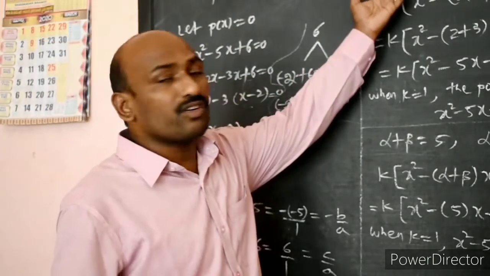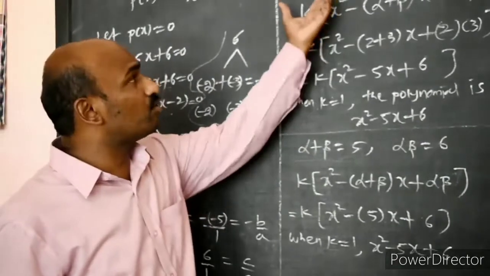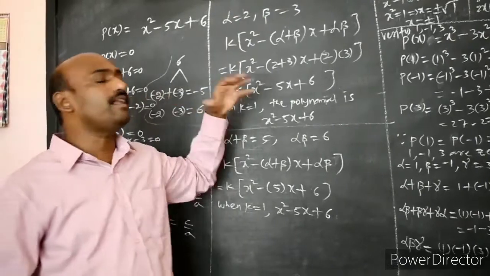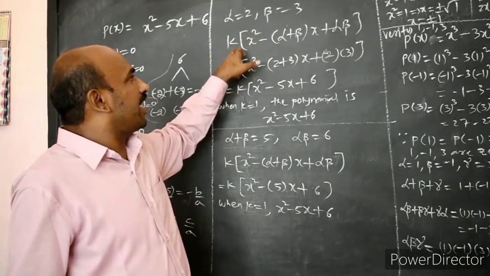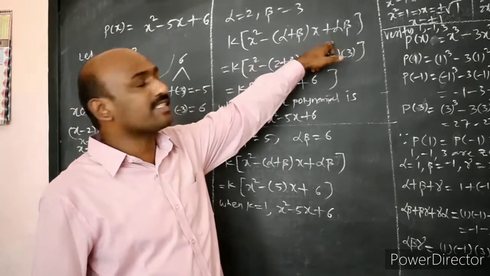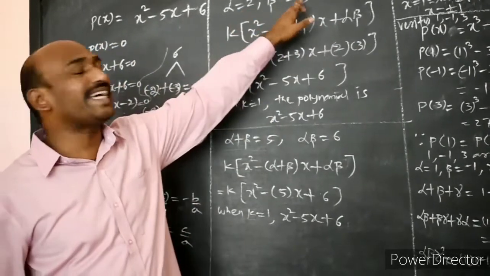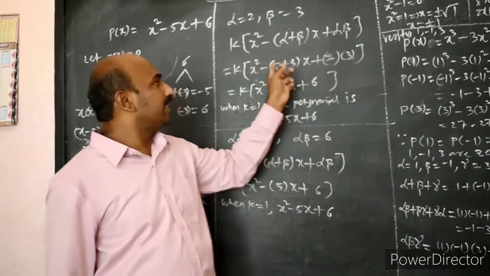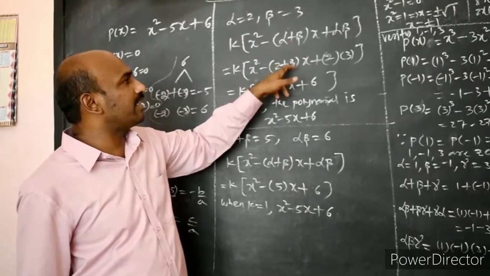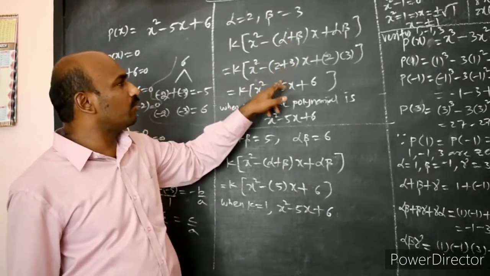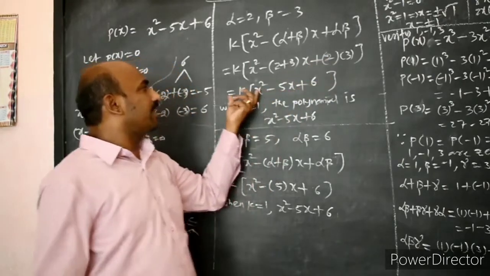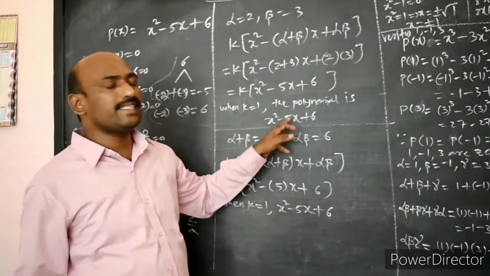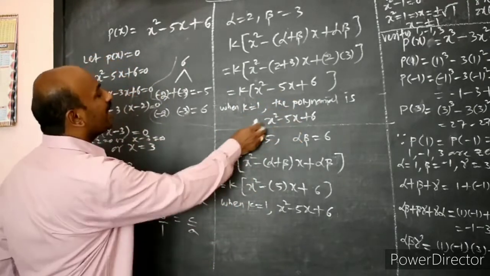Already we found the zeros: alpha is 2 and beta is 3. Then by using these zeros, again we can make a quadratic polynomial by substituting in the formula k into x square minus alpha plus beta into x plus alpha beta. Here alpha is 2 and beta is 3. Then k of x square minus 2 plus 3 into x plus 2 into 3. If you simplify, 2 plus 3 is 5 and 2 into 3 is 6. Then the denominator is 1, which means when k equals 1, the polynomial is x square minus 5x plus 6. We got the same polynomial.